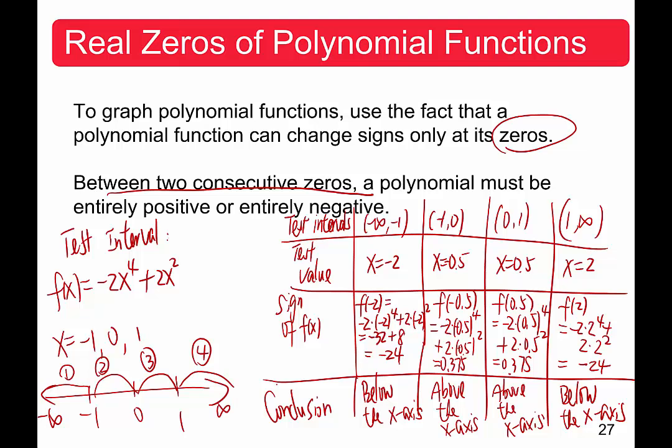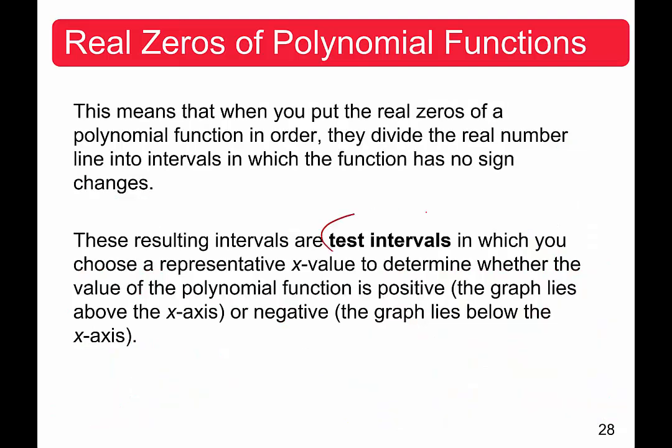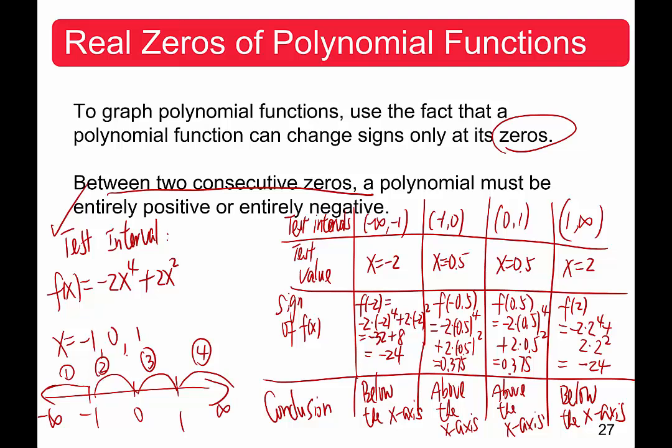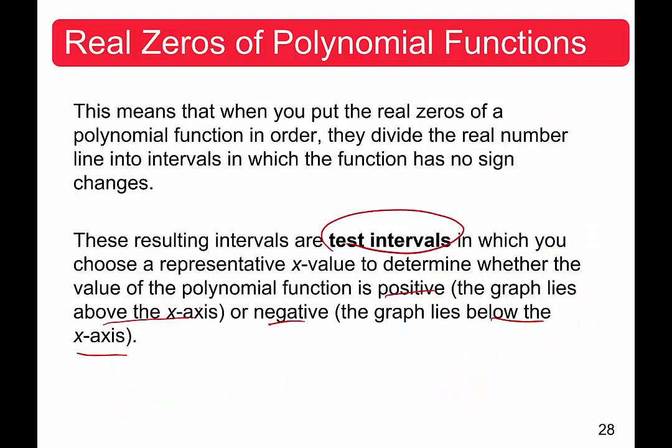This method is what we call the test interval method. It's very useful, and you're going to use a similar method in calculus as well. The test interval tells us whether the polynomial function is positive or negative, either above the x-axis or below the x-axis. As we just demonstrated, get all the real zeros first, then use those real zeros to separate the intervals, and test each interval to see whether it's below or above the x-axis. That's what we call the test interval.